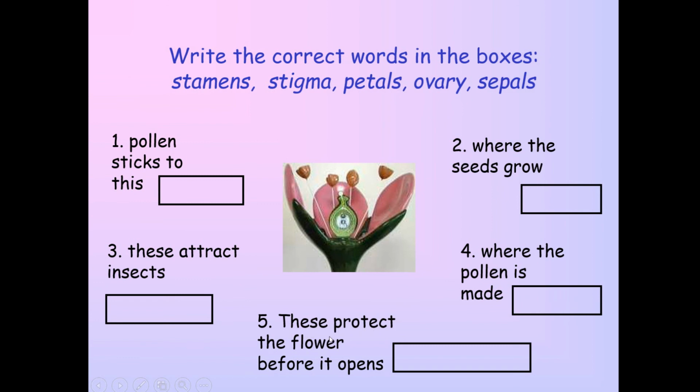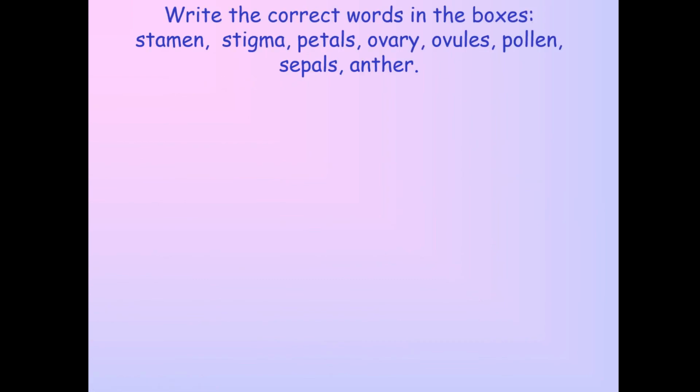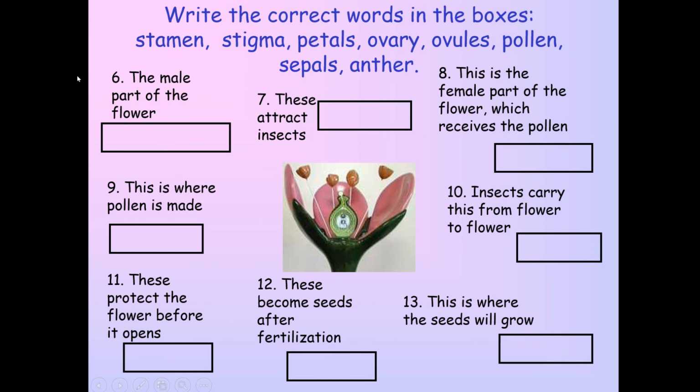Number 5, this protects the flower before it opens. Okay, this portion here protects the flower before it opens. It protects the outside part of the flower. How do you call it? Okay, next one, number 6. Okay, number 6, the male part of the flower. You have to write 7. This attracts insects. Okay, they are almost the same.